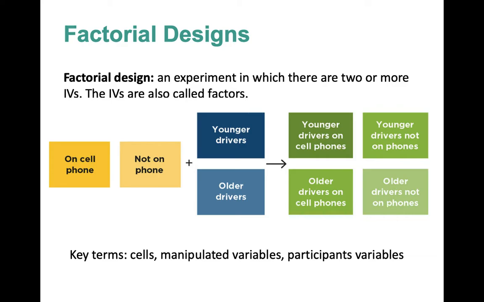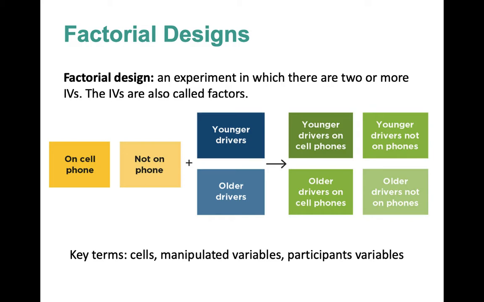In order to determine the number of unique conditions in a factorial design, it's a simple matter of multiplying the number of levels of the first independent variable by the number of levels of the second independent variable. So here we've got a 2 by 2 design, which yields 4 cells or conditions. Cells is just the terminology for conditions in a factorial design.